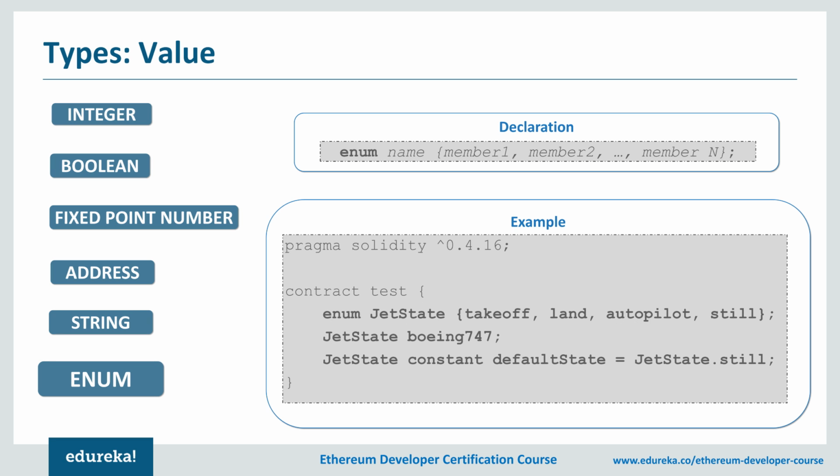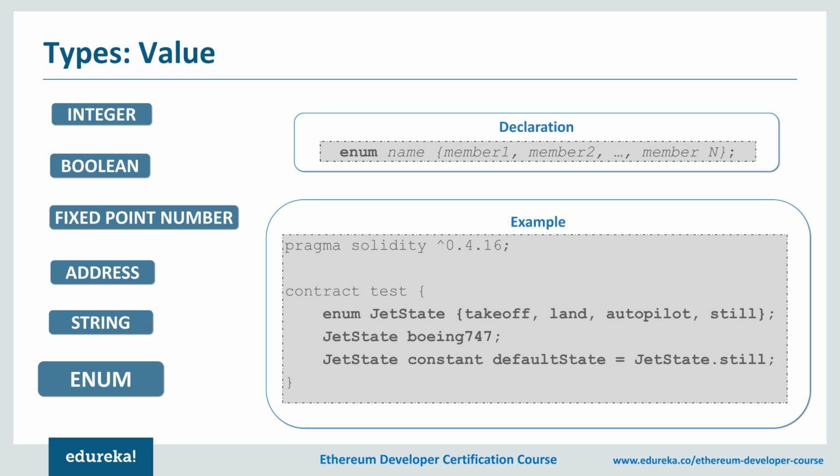Okay, so the last type of data types that we're going to discuss is enumerators. Enumerators are a neat way in Solidity to create custom data types. As you can see in the example, we have created a custom data type called a jet state. It has 4 members, that is takeoff, land, autopilot, and still. You can make your custom enumerator by starting with the enum keyword, with the name of the enumerator that you want to specify, and then the members. It is very important to note that every enumerator must have at least one member.